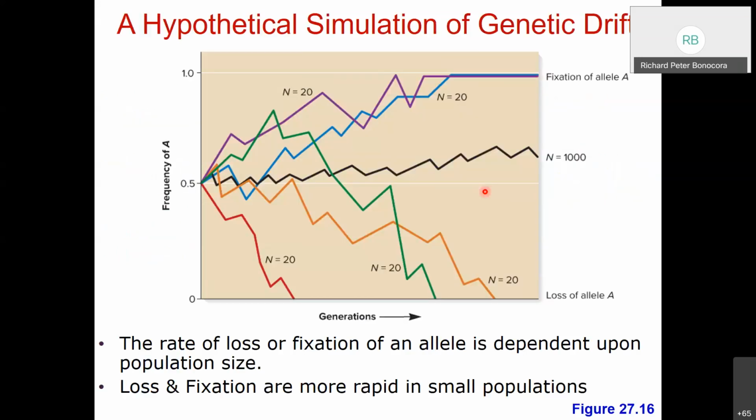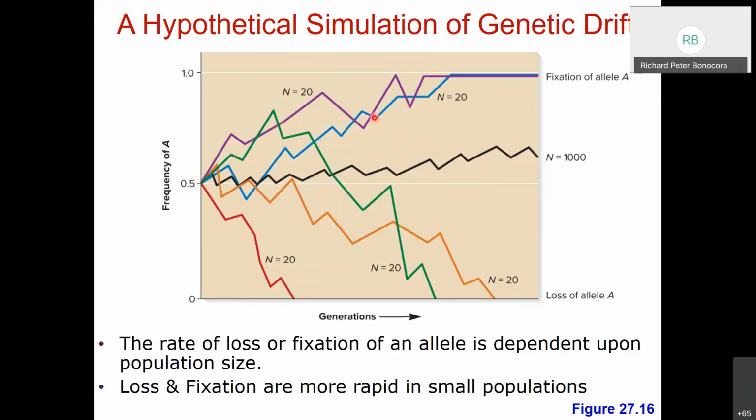So there's this figure from your book that shows a simulation of genetic drift and what happens. This is a pretty ugly looking graph. We have generations on the x-axis, and the frequency of the big allele on the y-axis. And in all these cases, we start out with the big allele at 50%, so right in the middle.